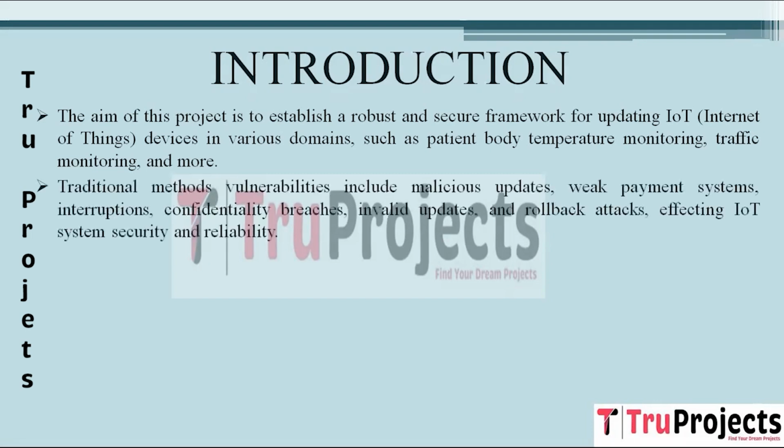The project recognizes that traditional methods for updating Internet of Things devices have several vulnerabilities and shortcomings. These vulnerabilities include the risk of malicious software updates, weak payment systems, potential interruptions in the update process, breaches of confidentiality during data transmission, the possibility of receiving invalid software updates, and the threat of rollback attacks. These vulnerabilities can significantly impact the security and reliability of Internet of Things systems.